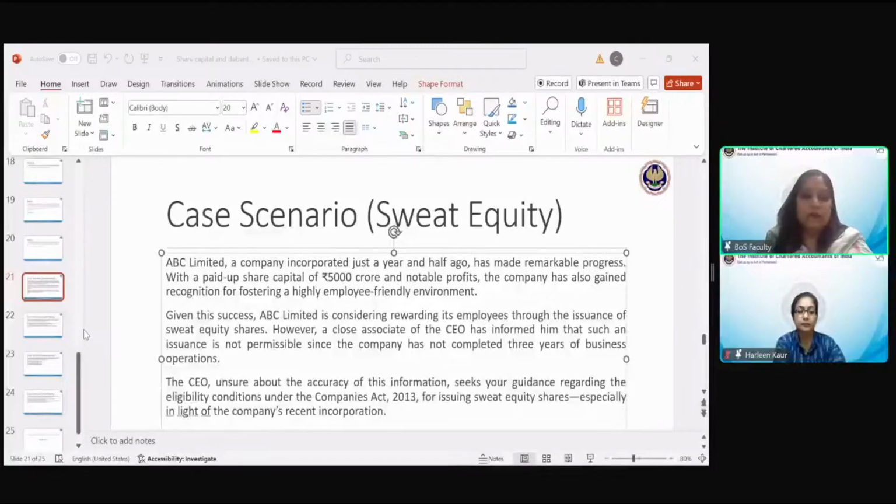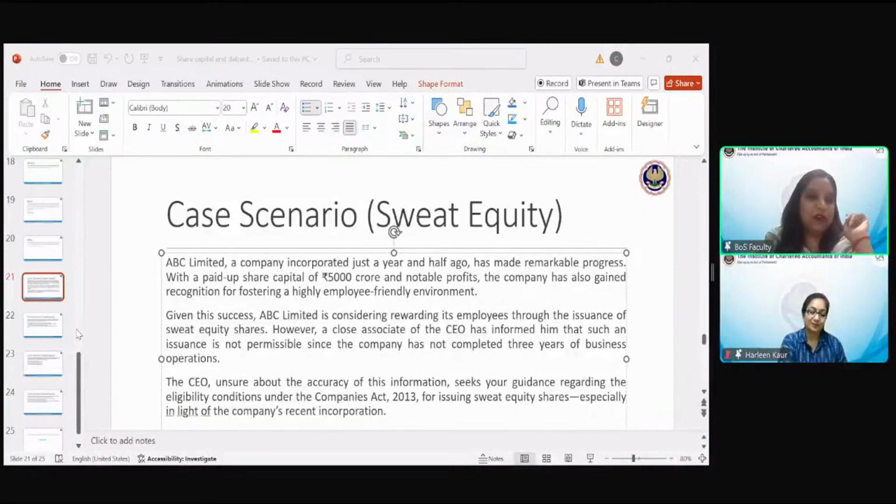Okay, so this is a very small case scenario. Generally, when we have case scenario based questions in the examination, this will be a single independent case scenario based question. It will not be followed with 2 to 3 MCQs. But right now, the MCQs I'm giving you, you already know the answer.